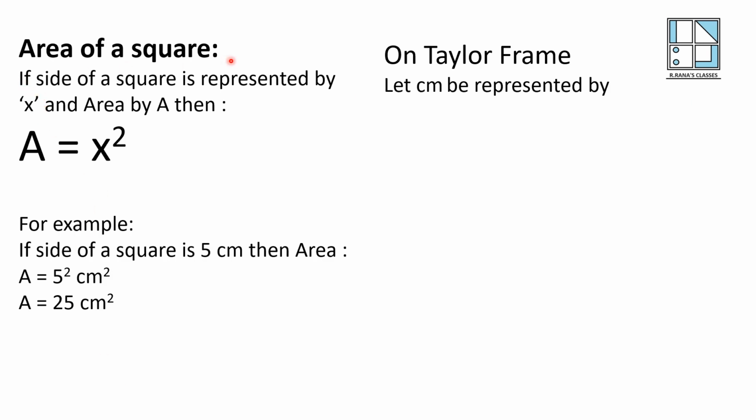Area of a square. If the side of a square is represented by x and area by A, then A is equal to x squared. That means area is equal to side squared. For example, if the side of a square is 5 centimeter, then area A is equal to 5 squared centimeter squared. Unit of area is always squared. If it is centimeter, it is centimeter squared. A is equal to 25 centimeters squared.